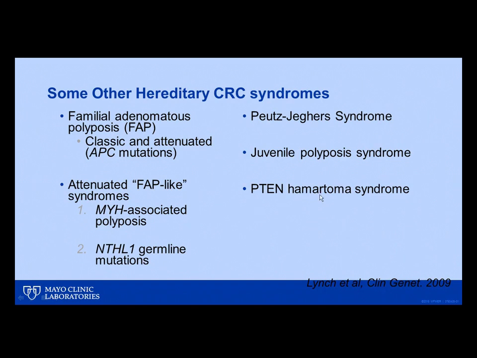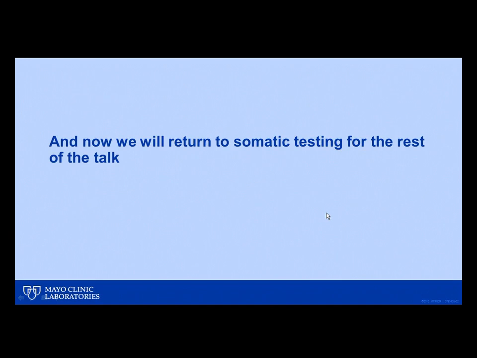And I will say that in our experience here, we are in a large academic practice and a referral center, but I've seen examples of all of these in our clinical practice, some of them previously recognized, some of them as first-time diagnoses. And so in practice, these are syndromes that you will encounter and have the potential to impact not only that individual patient, but their families. And so it's useful to be cognizant of these possibilities and to raise them where they're indicated by the clinical features. And so now we'll return to the somatic testing for the rest of the talk.